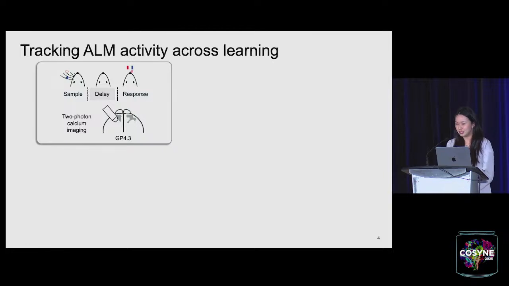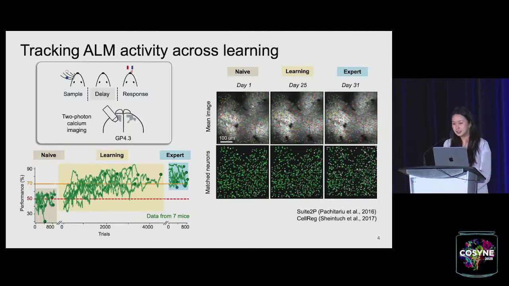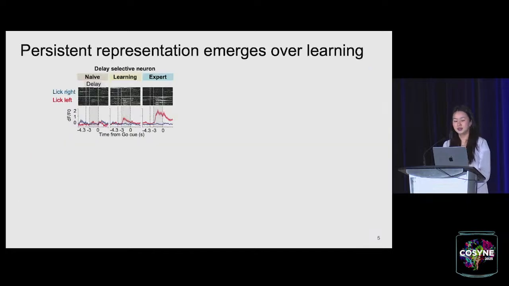To examine this question, I used 2-photon calcium imaging to study how ALM activity changes as mice learn the short-term memory task. In this setup, mice progress from naive to learning to expert stages over weeks, measured by the proportion of correct trials. Longitudinal imaging allows me to consistently identify the same field of view and neurons throughout learning. On the right here, in an example field of view, the matched neurons are shown in green across the 3 stages.